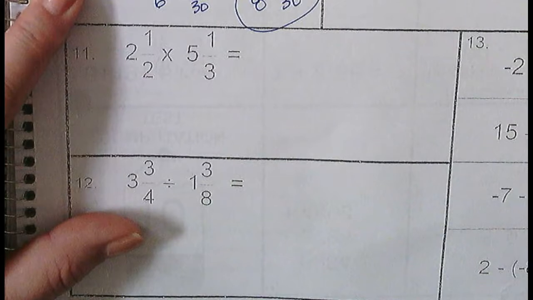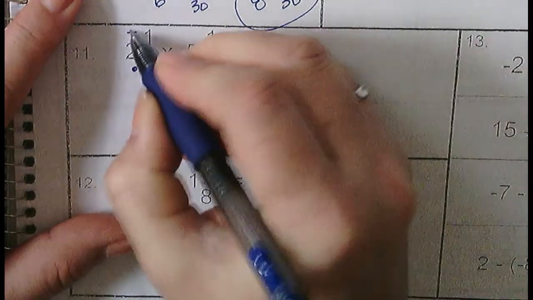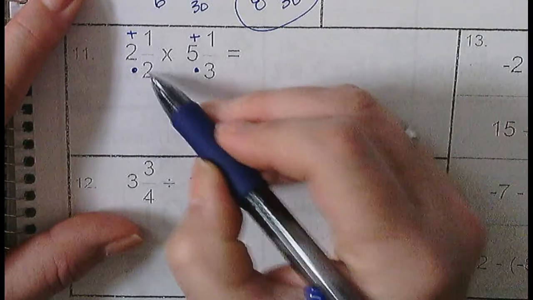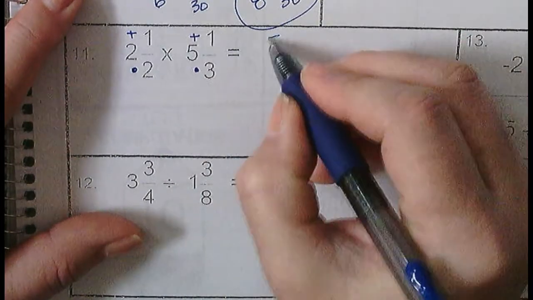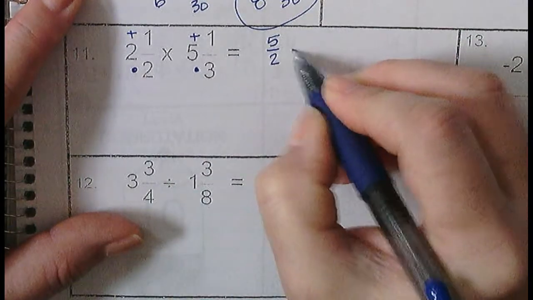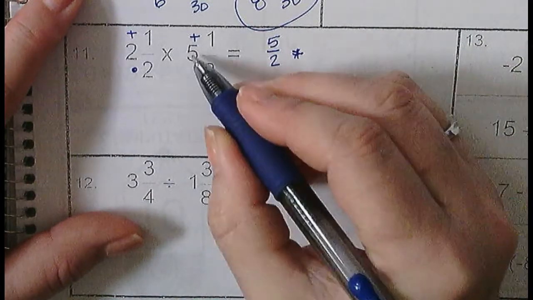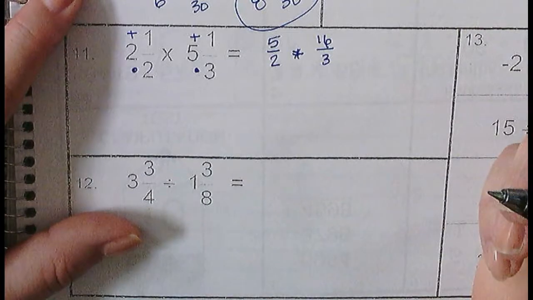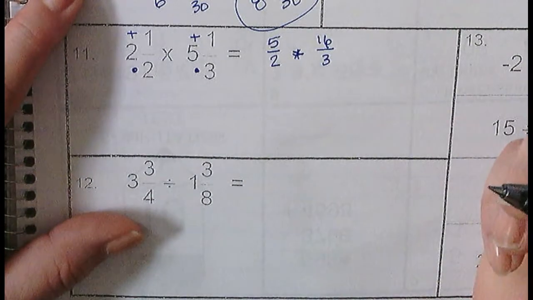Question 11. I've got multiplying with fractions. Now, you're going to need to multiply and add. Multiply, then add. Because it says fractions. It didn't say anything about mixed numbers. Good point, good point. 2 times 2 is 4, plus 1 is 5. And then 15 plus 1 is 16. So I have 5 over 2 times 16 over 3.